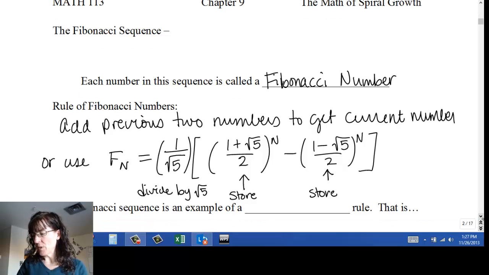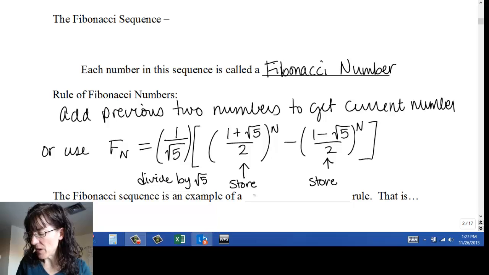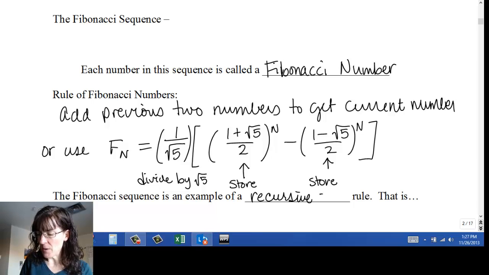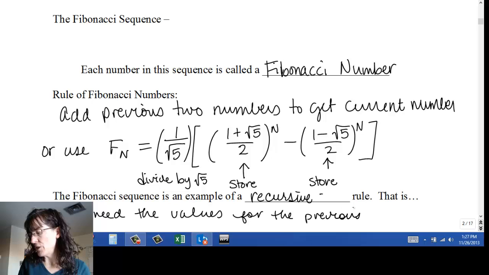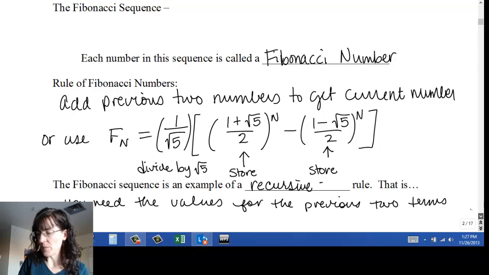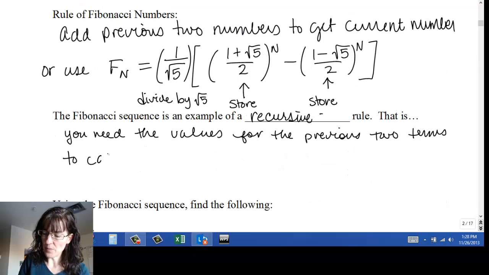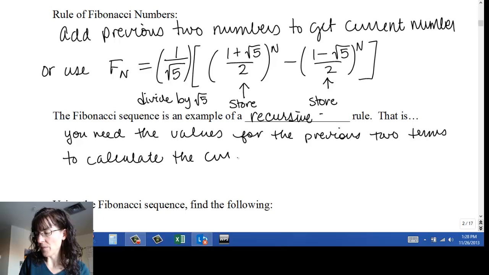Okay. So the Fibonacci sequence is an example of a recursive rule because you need the values for the previous 2 terms to calculate the current.